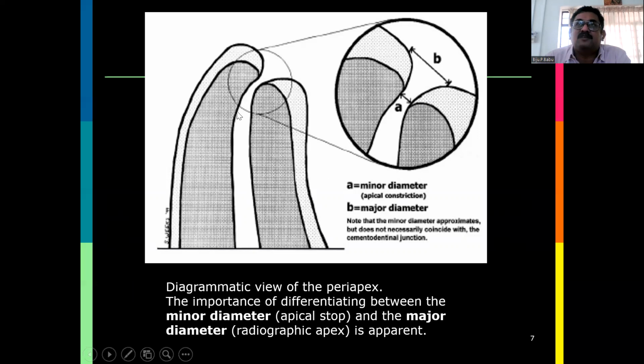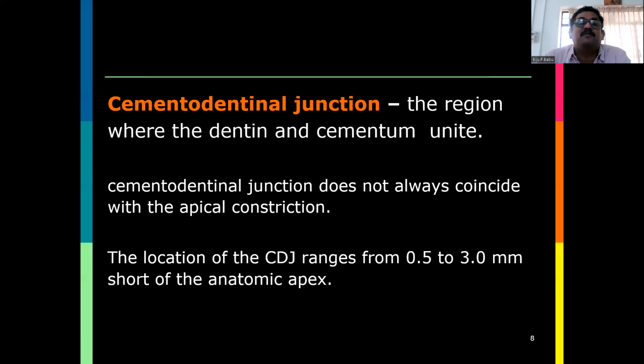The objectives of canal cleaning and shaping: you should not instrument beyond the minor apical diameter. Do not increase the diameter of the minor apical foramen. Only then will you be able to confine your obturating material within the pulp space. Then you have another terminology called the cementodentinal junction, the region where the dentin and cementum unite.